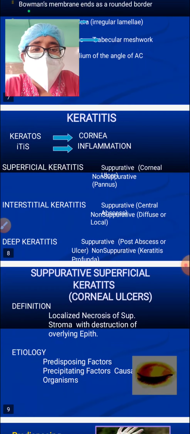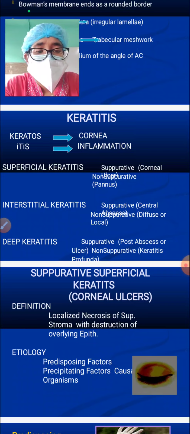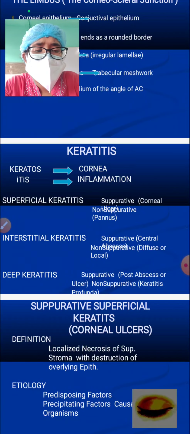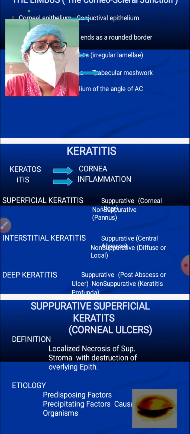Okay. Now come to the keratitis. Okay, you will find in your book the keratitis is divided into a number of ways. For a very simplified way, if I am going to divide it and explain, let's divide the keratitis into superficial, interstitial, and deep keratitis. Okay, and each of them into suppurative and non-suppurative. Okay. So, the superficial keratitis is known as corneal ulcer.